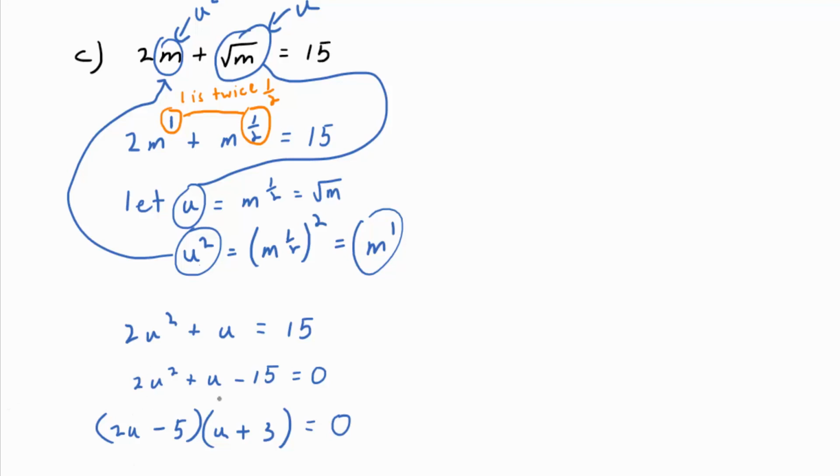Outer multiplication gives you 6u. The inner multiplication gives you minus 5u. Those do combine together to make u. Everybody agree with that? Now, I'm going to show the step that I haven't been showing because it might not be as easy to do in your head.